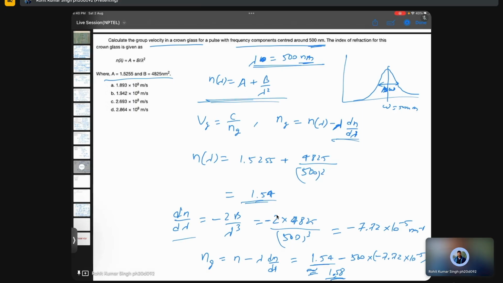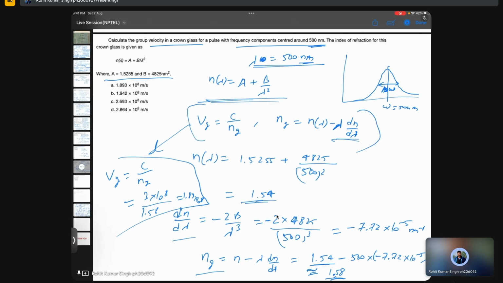And then you have Ng, and then you can calculate the group velocity from here, which is c by Ng. c is 3 into 10 to the power 8 divided by 1.58, and you will get approximately 1.89 into 10 to the power 8. This is the group velocity of light inside this crown glass. So just using these two formulas, we can calculate everything.